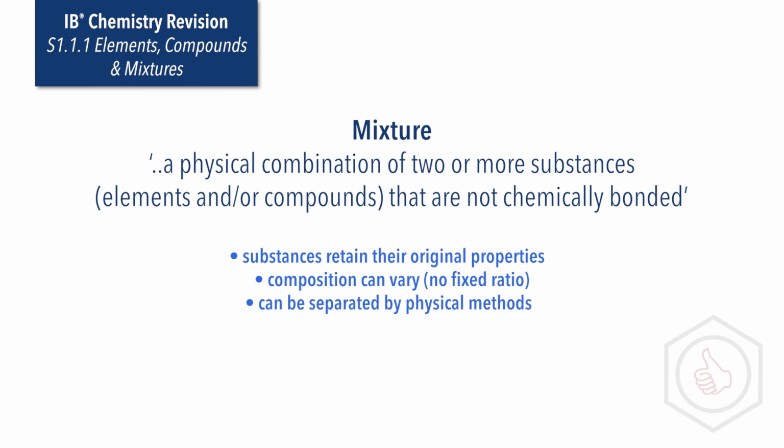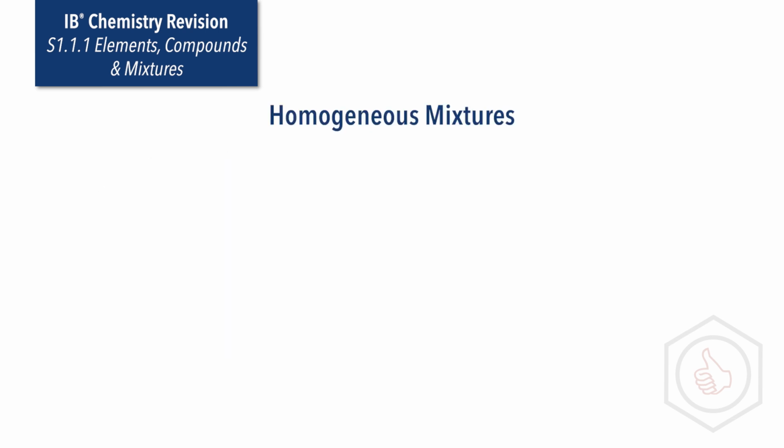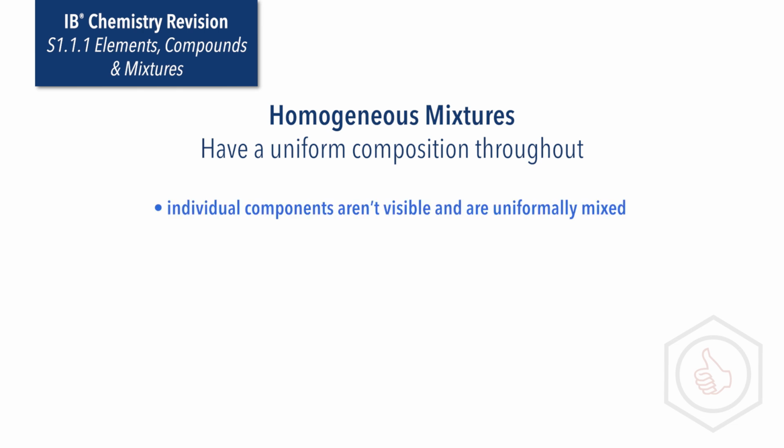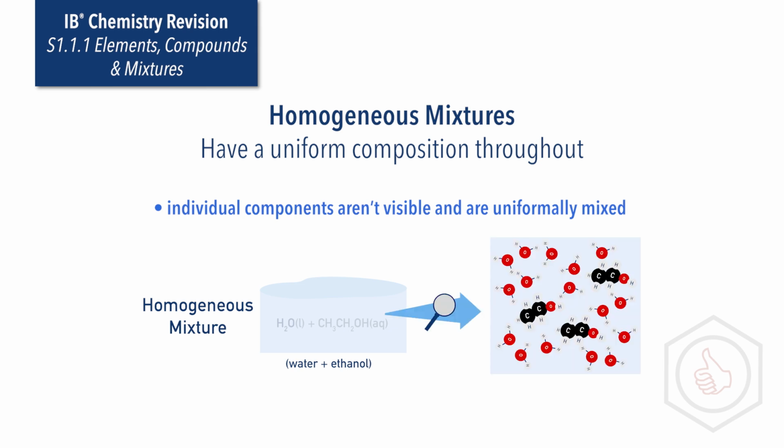There are two main types of mixtures, homogeneous and heterogeneous. Homogeneous mixtures have a uniform composition throughout. They're also called solutions. The individual components aren't visible and they are completely mixed together. For example, water and ethanol mixed together create a homogeneous mixture, where the water and ethanol molecules mix completely together to create a uniform solution.